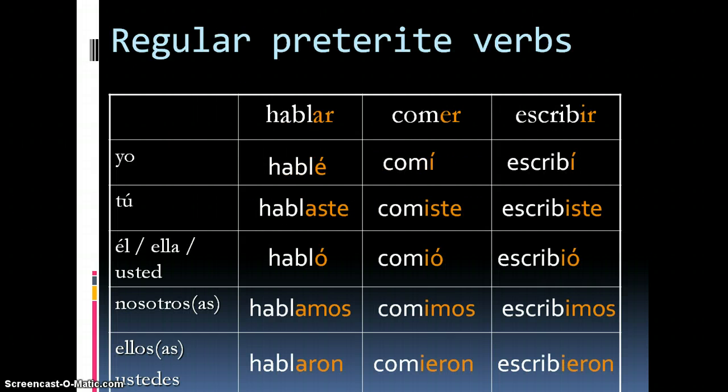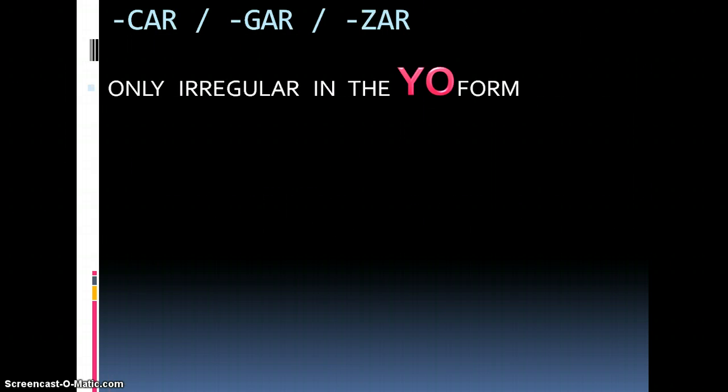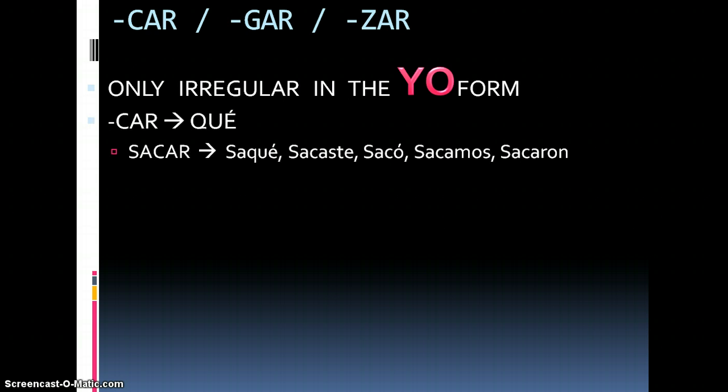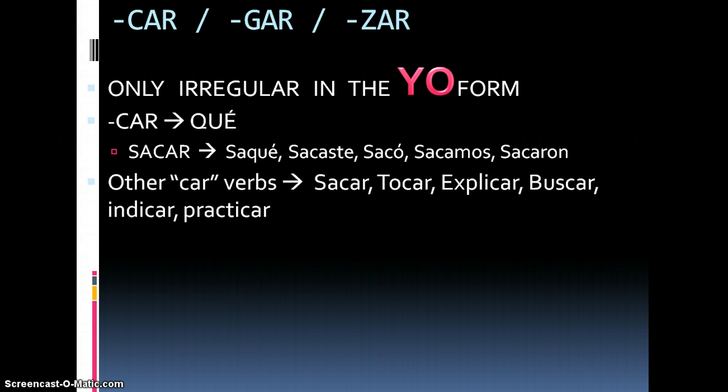So, you know these AR verbs and the preterite endings: é, aste, ó, amos, aron. ER, IR, they're exactly the same endings: iste, ió, imos, and ieron. Cars, gars, and zars, we sang about them. You remember that they're irregular only in the yo form. Cars changed to qué. We talked about sacar. And those are some other car verbs that also follow those same rules.